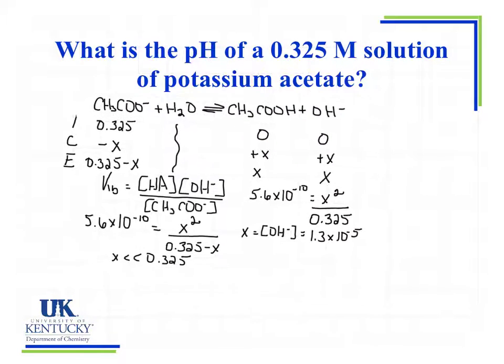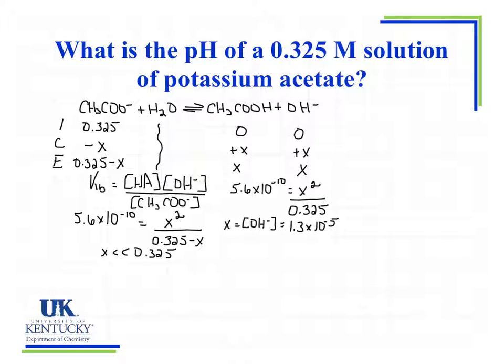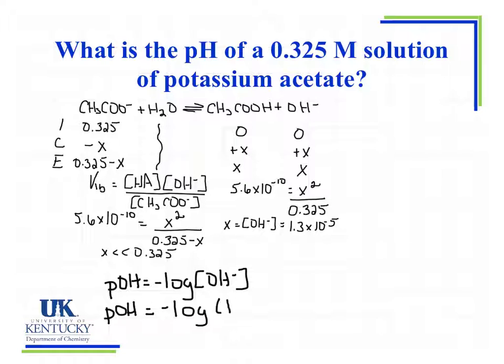Now we can take the information that we know about the hydroxide concentration and we can find the pH of the solution. But first we have to find the pOH of the solution. So I know that pOH equals the negative log of my hydroxide concentration. So pOH equals negative log of 1.3 times 10 to the minus 5th, and I end up with a pOH equal to 4.89.